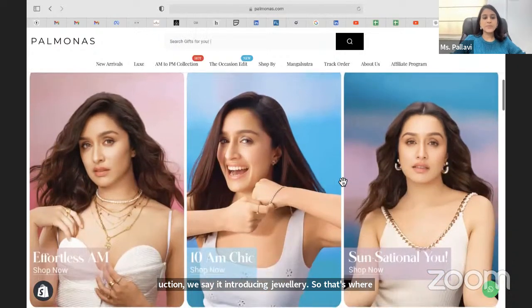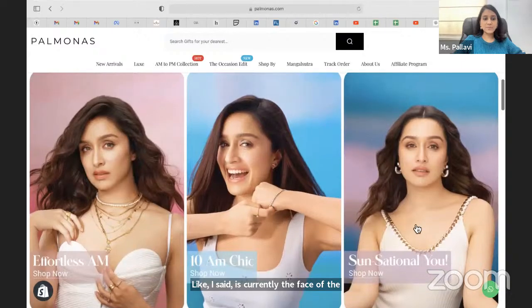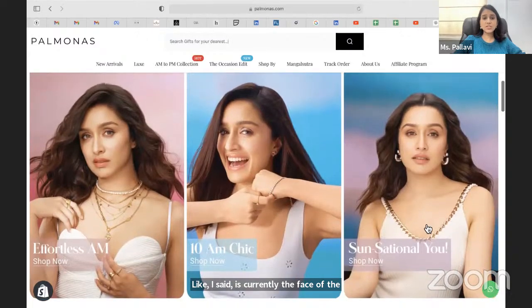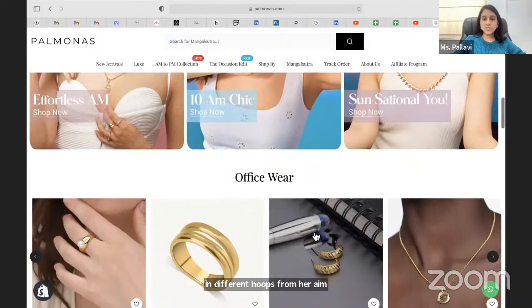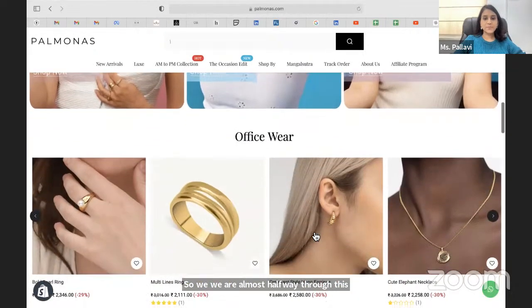fashion jewelry. Like I said, Shraddha is currently the face of the brand, and so we've recently launched her AM to PM collection, wherein we've styled her using different jewelries in different looks from her AM to PM. So we are almost halfway through this campaign, and it's performing absolutely well.